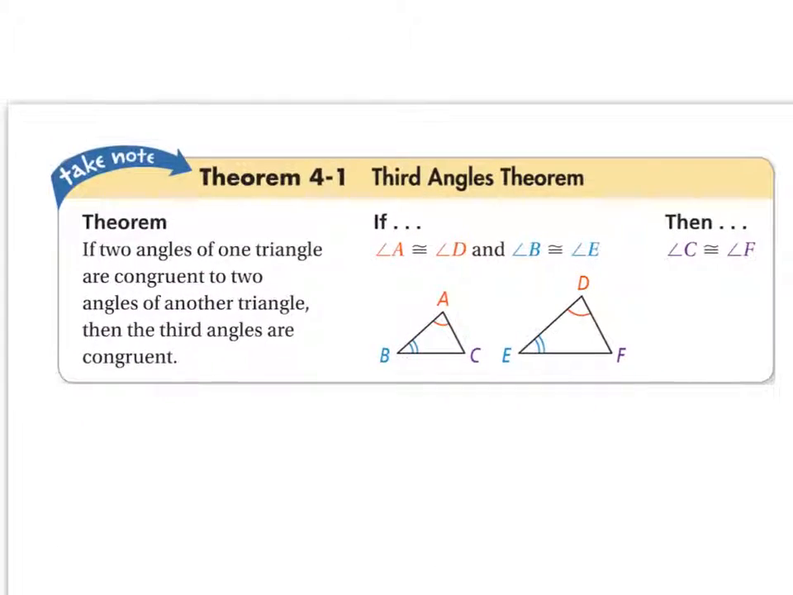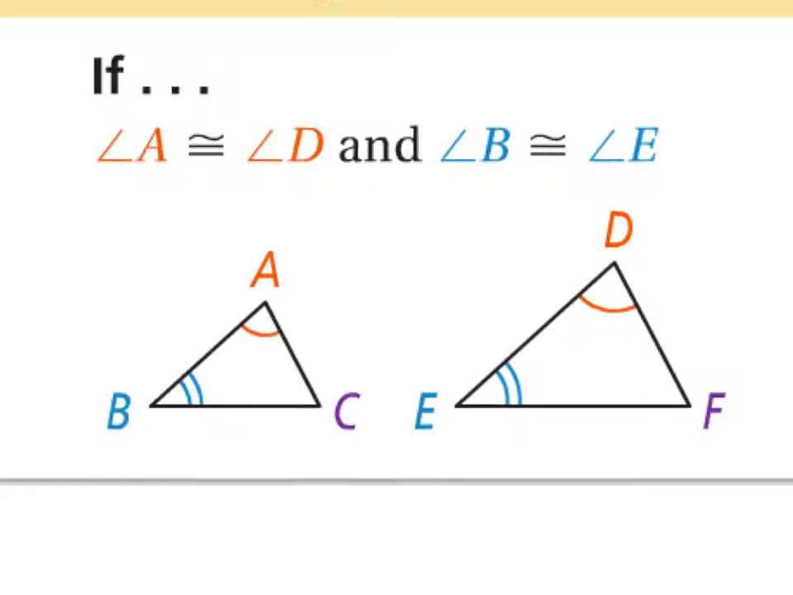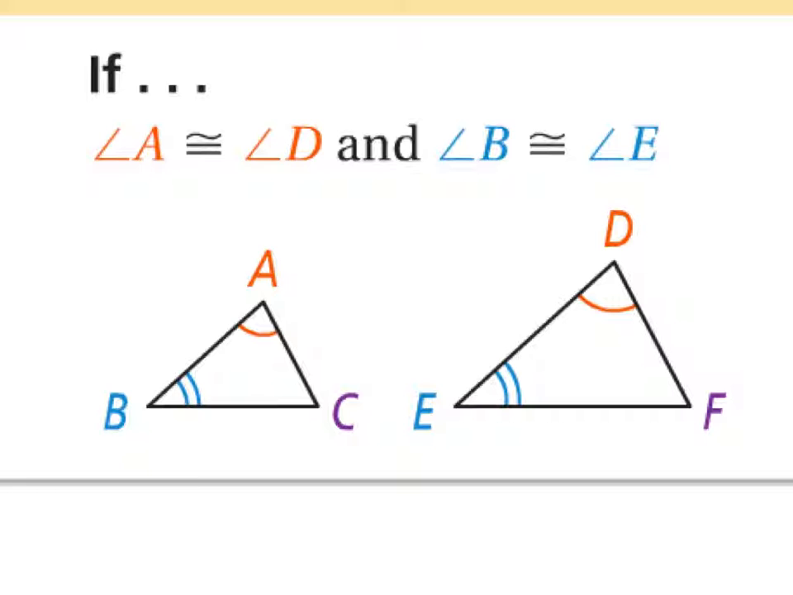We then have a theorem here. It's called the third angles theorem. If we take a look here, the third angles theorem, we only use it for triangles. It's only for triangles. But in two triangles, if we know that two angles of one triangle are congruent to two angles of the second triangle, so for example here, angle B is congruent to angle E, and angle A is congruent to angle D, then we would know that the third angles have to be congruent.